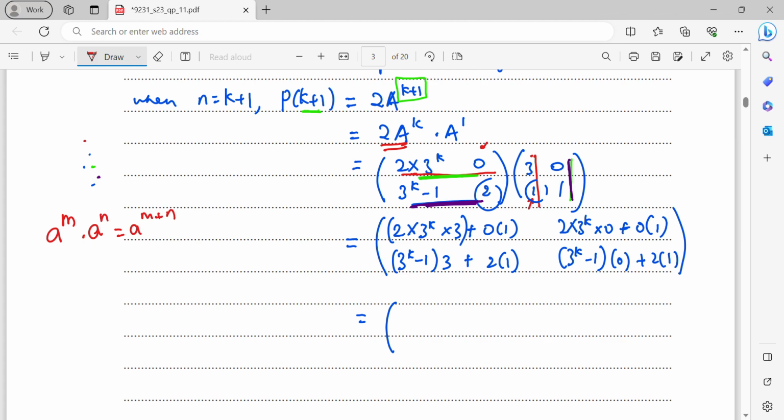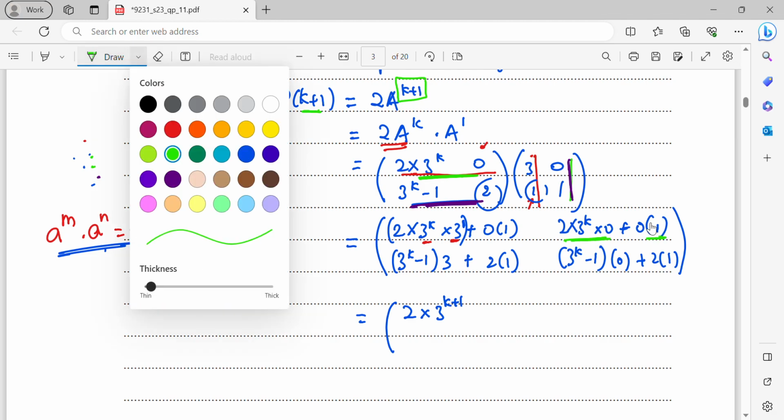I refer to this formula to simplify the products of these two terms because they are the same base. But just for information, even though the power of 3 is not given, basically it is 1. So by using this formula, I will get 2 times 3 to the power of k plus 1. And then plus 0 times 1 is just 0, no need to write. Then for the same row next term, here will be 0, and plus 0, you'll be getting 0 as well.